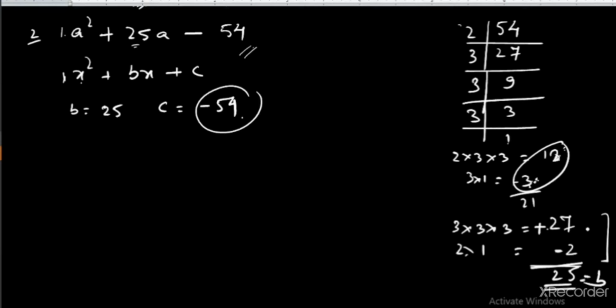So here the combination is 27 and 2, and ultimately when you multiply 27 with minus 2, you are going to get minus 54. Remember, the sign should be there. You have to check the sign always. See, here also minus 54, and here plus 25, here you are getting plus 25.